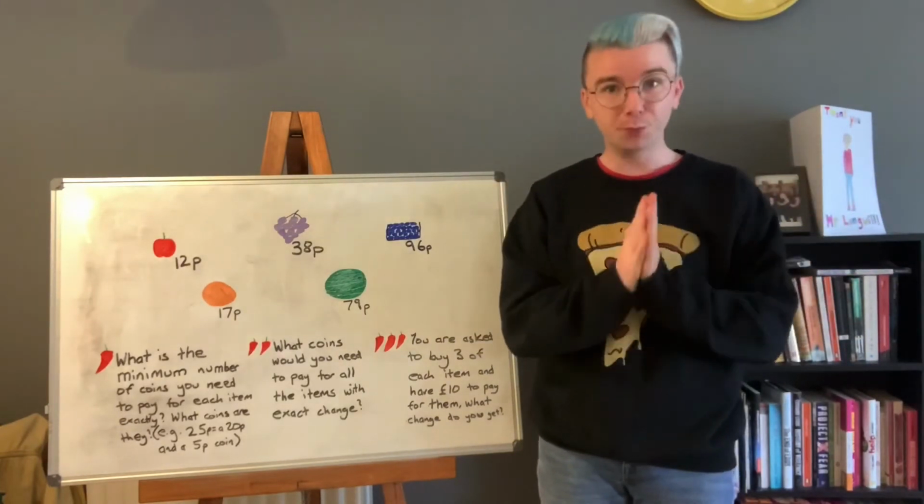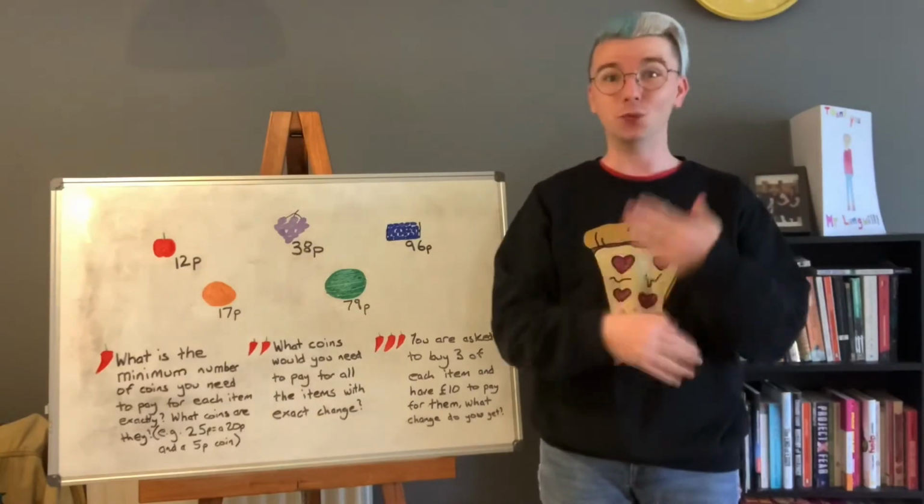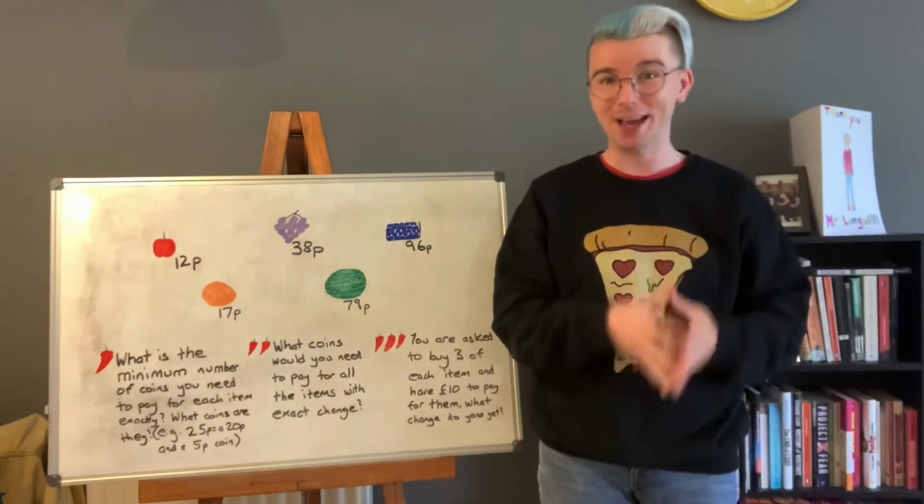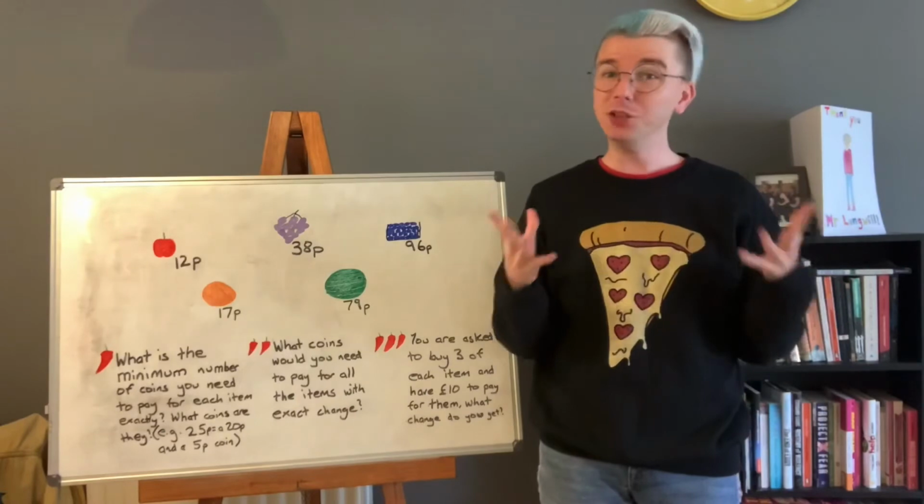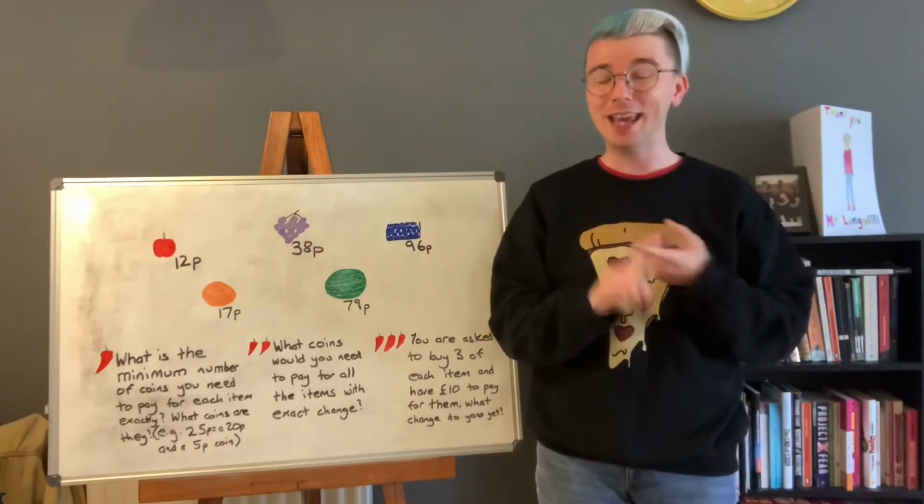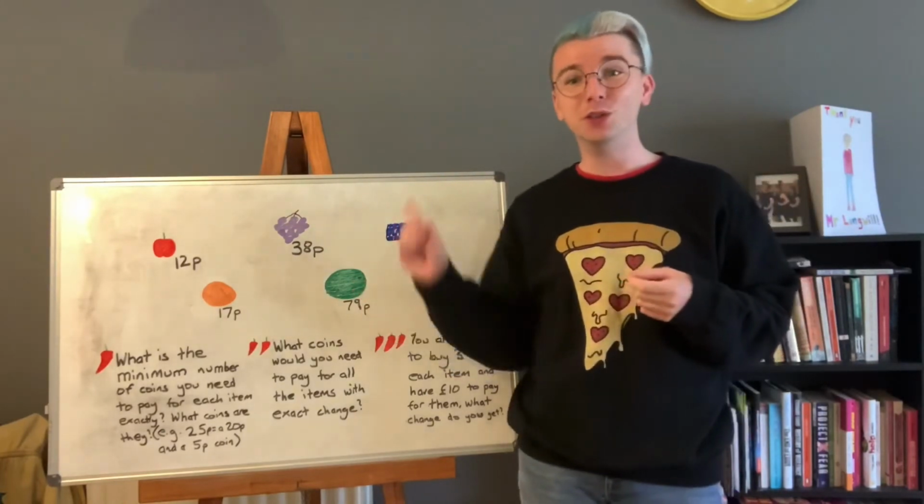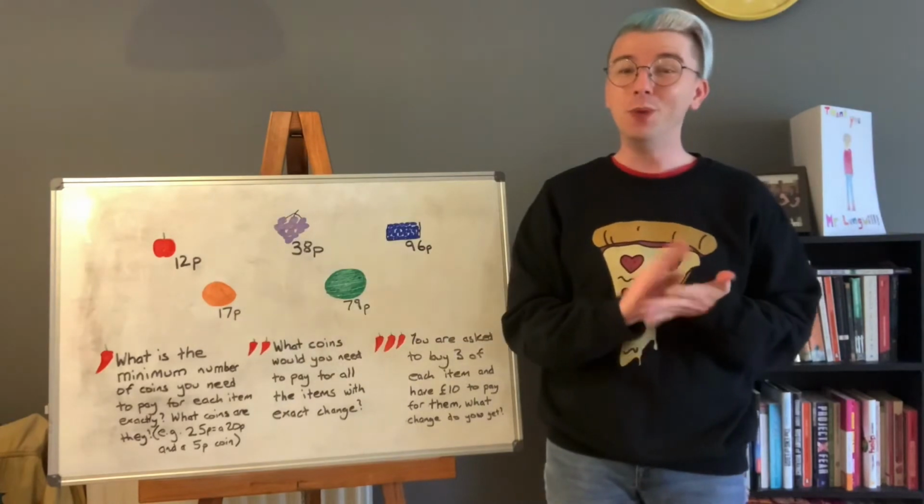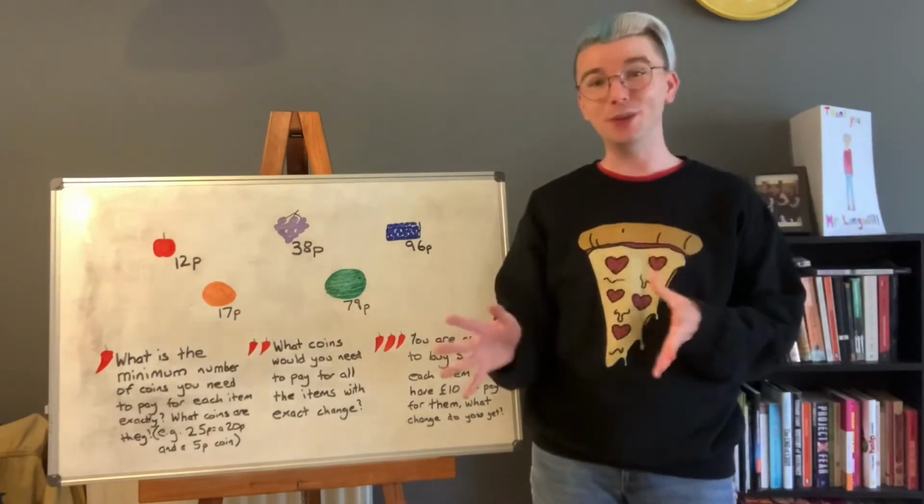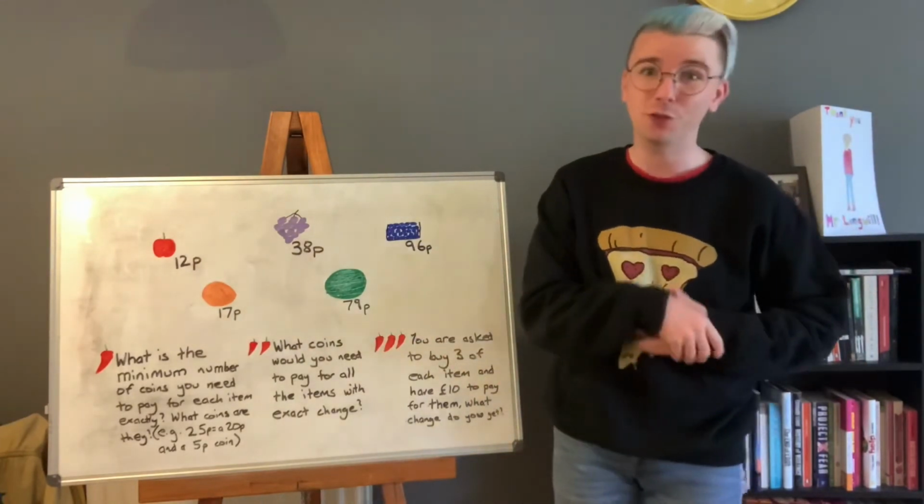Now, in our hot problem, there is actually a lot of steps that we need to go through to get to our final answer. The first step is actually figuring out this total that we need to get to. Not only do we need to know the total of all the items altogether, we need to know that total times 3, because we are buying 3 of each of those items.